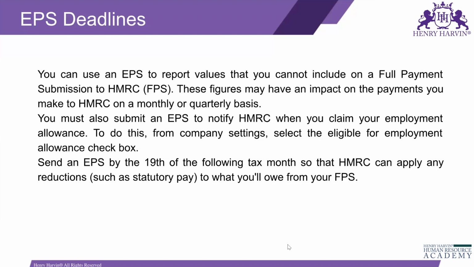You don't need to wait for some time. Whenever you think you are eligible, you don't need to wait for any deadline. For example, you are submitting your EPS on the 10th of the following month. You don't need to wait till the 10th, or till the 19th when HMRC will report you the values. If you come to know on the 5th that you are eligible, you can tick this option on the 5th. It will notify HMRC.